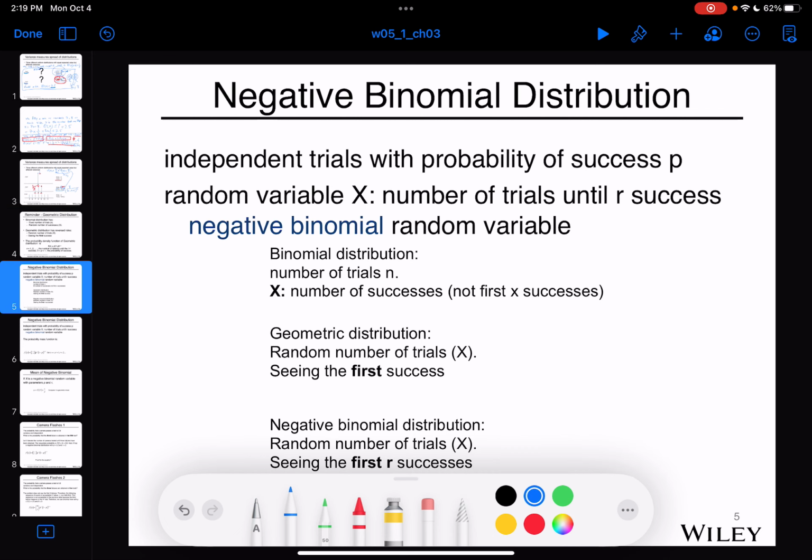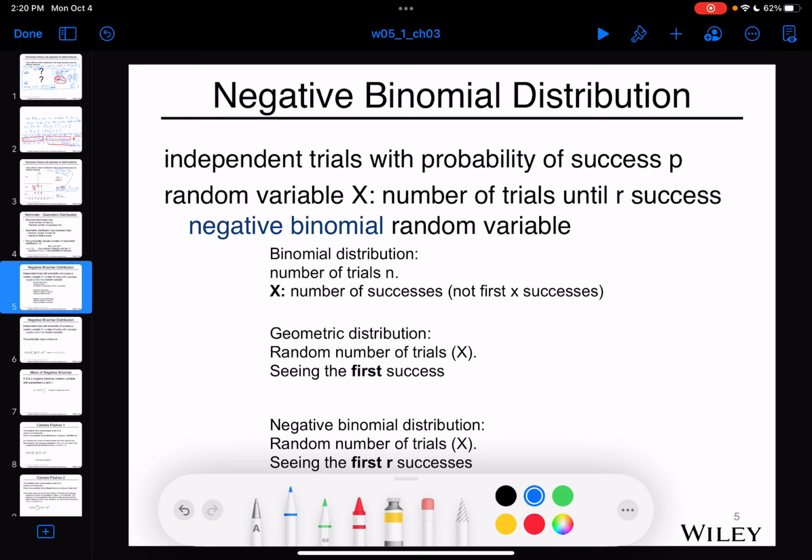Now the third interesting distribution, in fact it's the fourth one because the first one was the uniform, but that's very simple. The third, probably more complex, distribution is the negative binomial distribution.